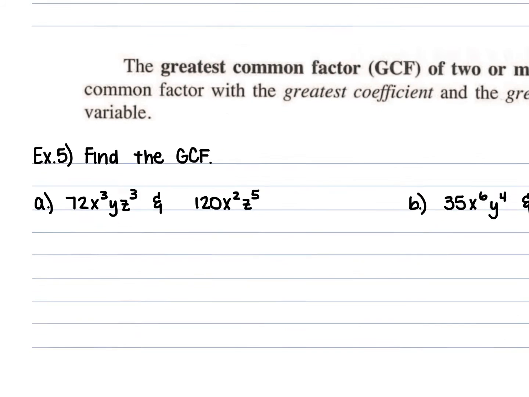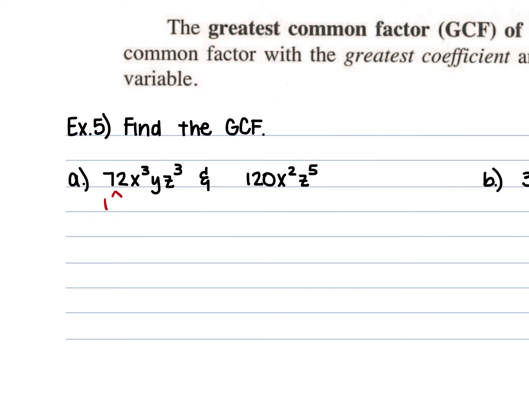So if we look at 72, we have 1 and 72. 2 goes into 72 36 times. 3 goes into 72 24 times. 4 goes into 72 18 times. 5 does not. 6 goes in 12 times, and 8 goes in 9 times.